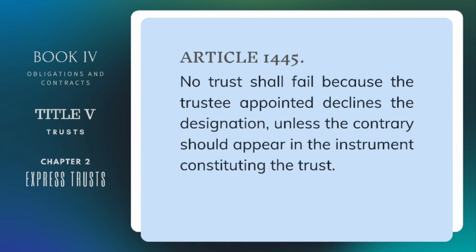Article 1445. No trust shall fail because the trustee appointed declines the designation, unless the contrary should appear in the instrument constituting the trust.